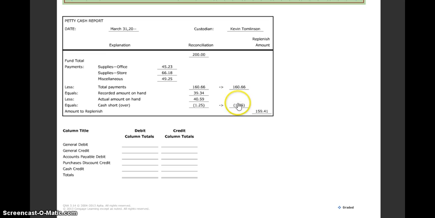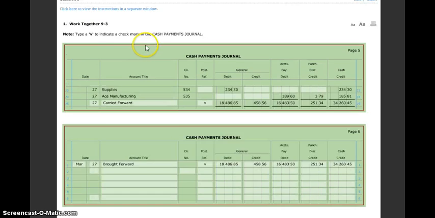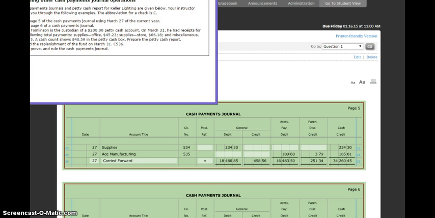So again, this parenthesis means subtract. If there's no parenthesis here, it means we're short, and we have to add that shortness back on to get back to our original amount of $200. So this is what our petty cash report looks like, and now in our instructions we have to journalize it.